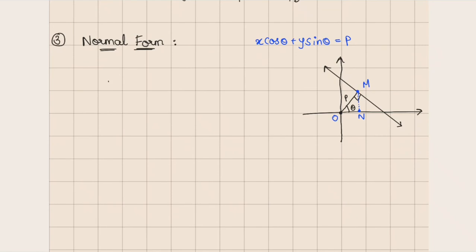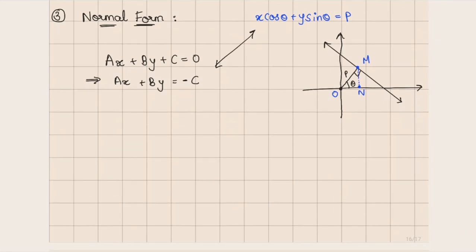Now the standard form is ax plus by plus c equals 0. If we take c to the RHS so that we can compare both equations, we get ax plus by equals minus c. If you compare this equation and this equation, you can write a by cos theta, because all the coefficients should be in proportion, equals b by sin theta, which equals minus c by p.